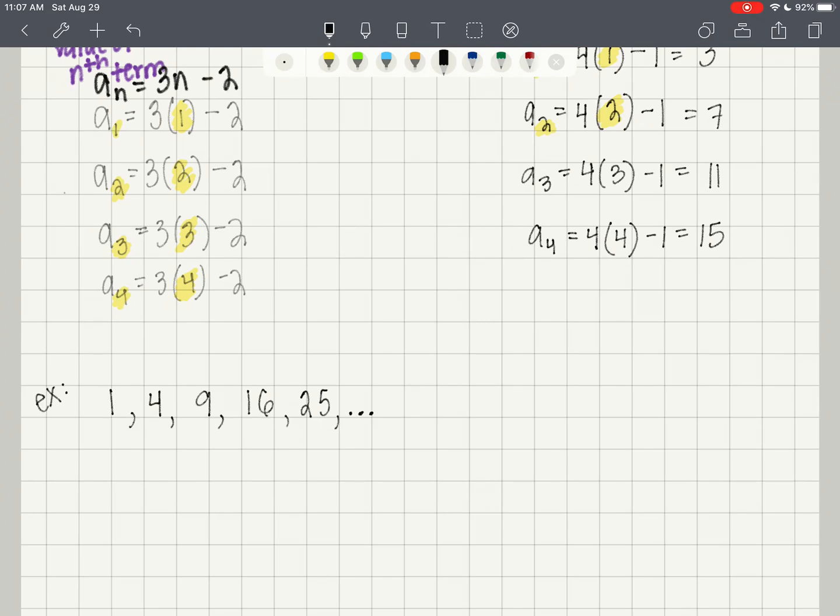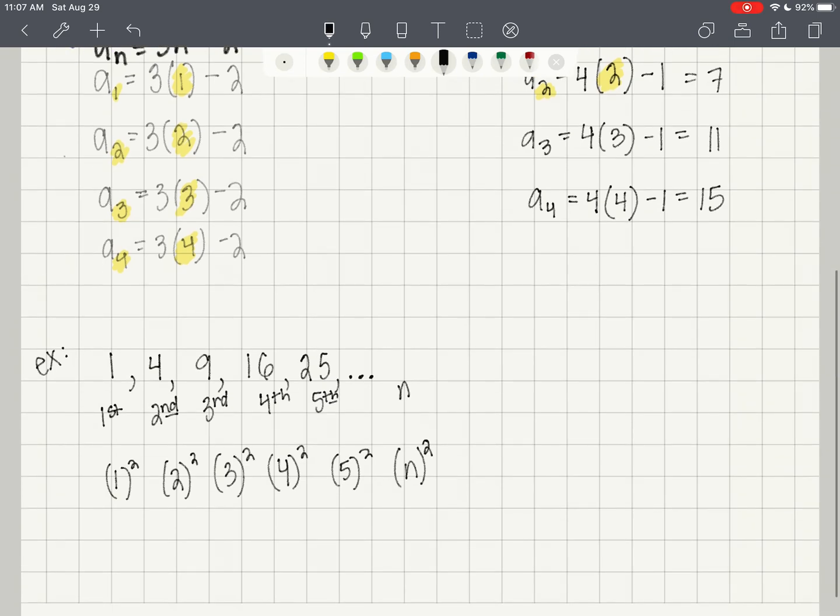this formula. So this was the first term. The first term is 1 squared. The next term is the second term, and the second term is 2 squared. Then we have the third term, and that's 3 squared. Then we have the fourth term, which is 4 squared. The fifth term, which is 5 squared. So if I said n, the nth term would be n squared. So the value of the nth term is equal to n squared.